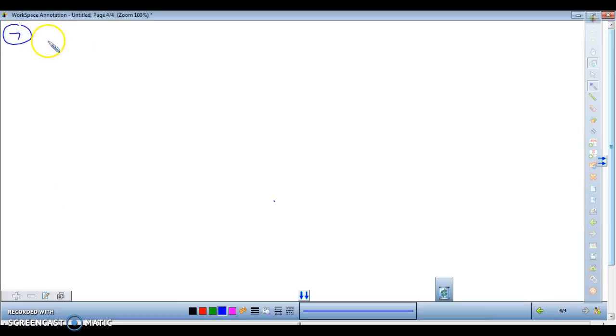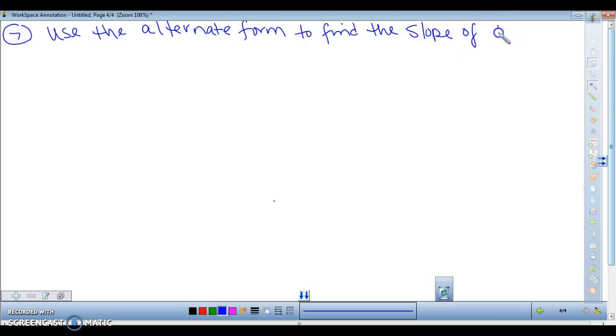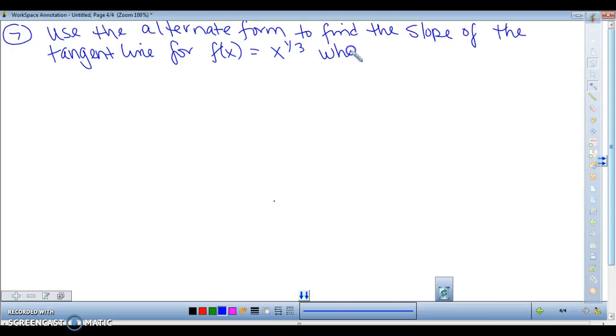Okay, so number 7. I'm going to use the alternate form to find the slope of the tangent line for f of x is equal to x to the 1/3, where x is equal to 0.